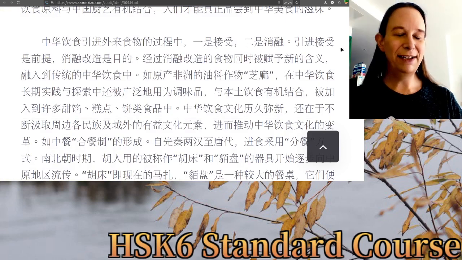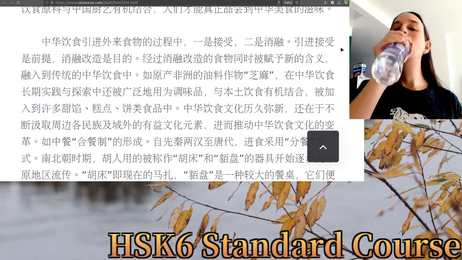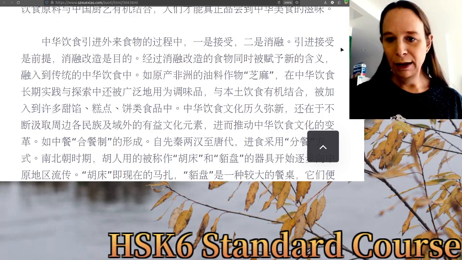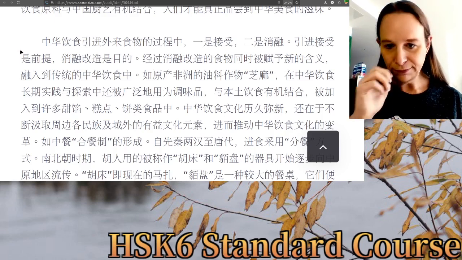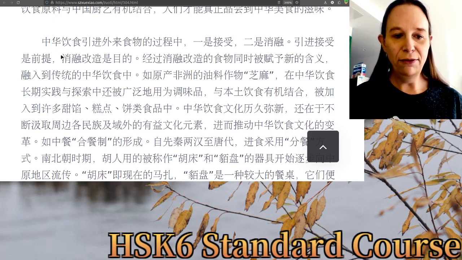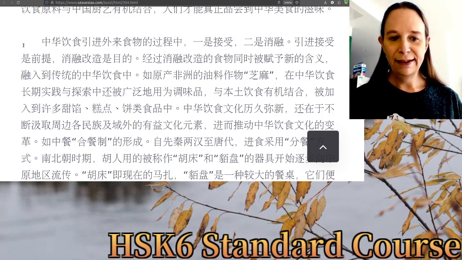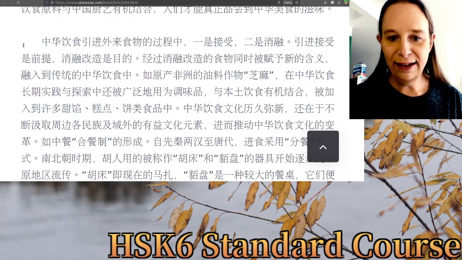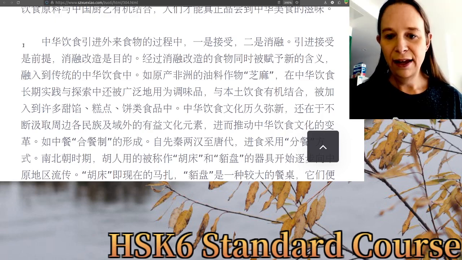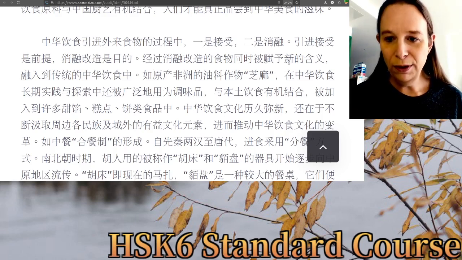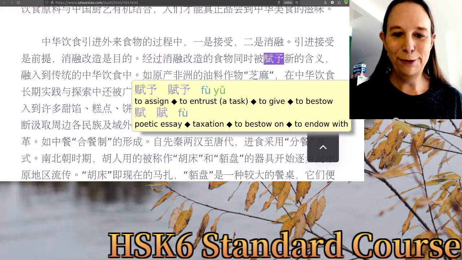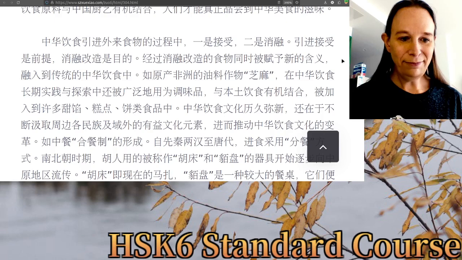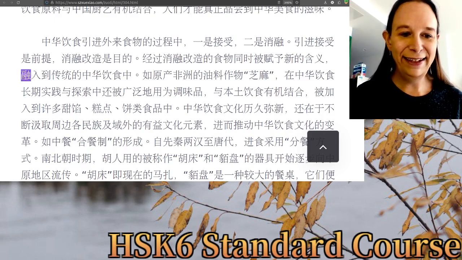Presumably, melt is being used metaphorically here. 引进接受是前提，消融改造是目的。引进 introduce 消融 I think this means assimilate here. 经过消融改造的食物，同时被赋予新的含义，has been bestowed with new meaning, right? 赋予融入 let's assimilate into, definitely assimilate.